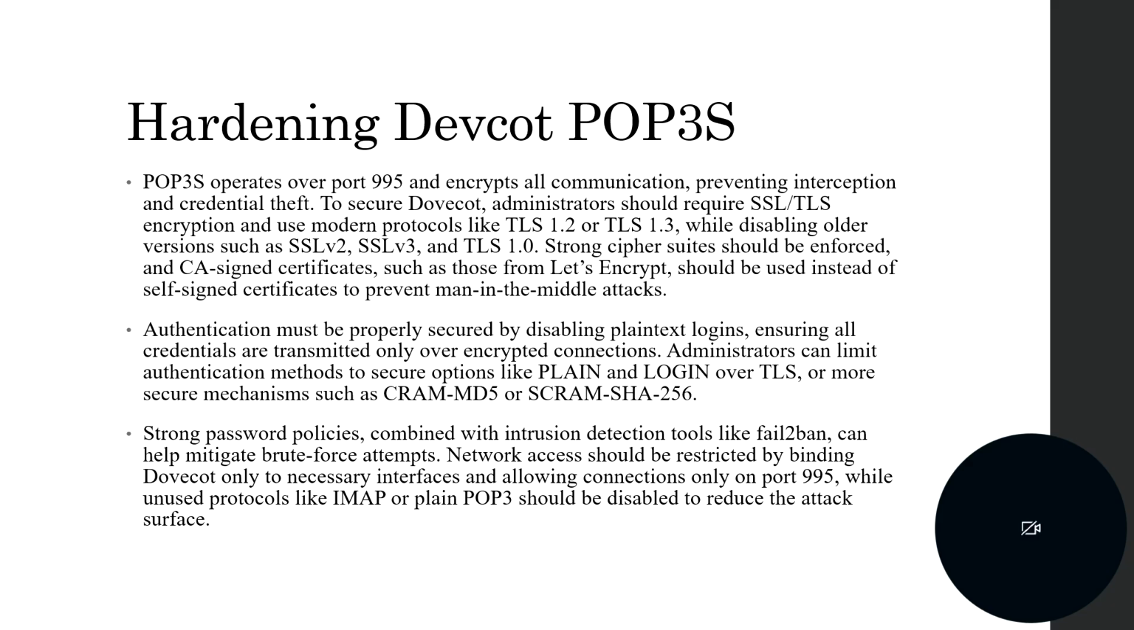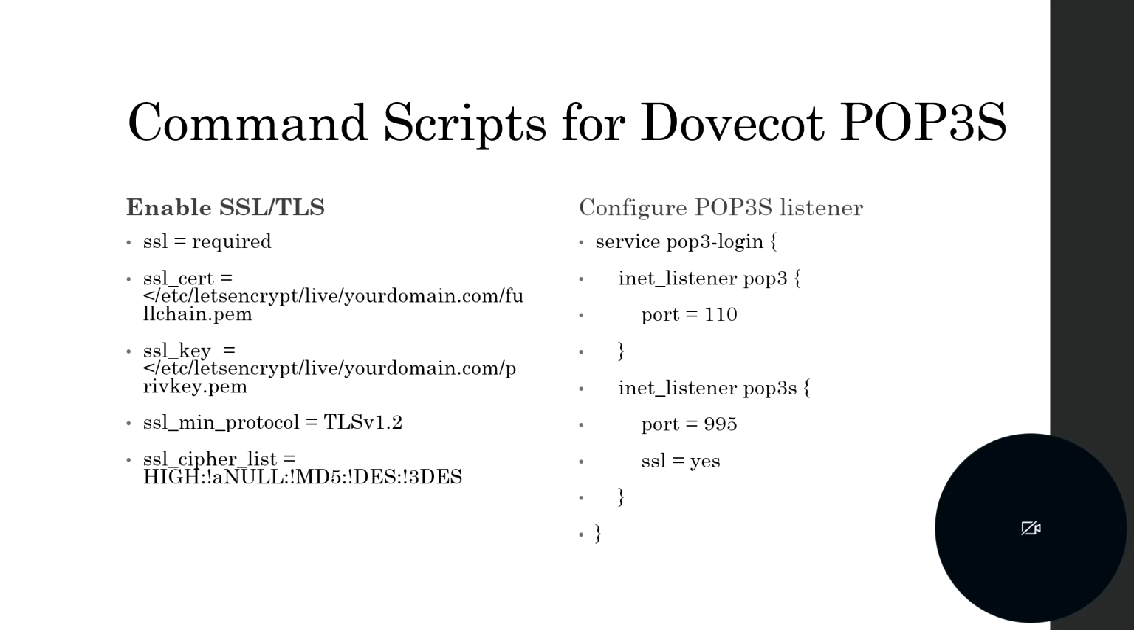Network access should be restricted by binding Dovecot only to necessary interfaces and allowing connections only on port 995, while unsafe protocols like IMAP or plain POP3 should be disabled to reduce the attack surface. I even have some command scripts for Dovecot. On the left, you'll be able to enable the SSL or the TLS, and on the right, you'll be able to configure the POP3S listener.